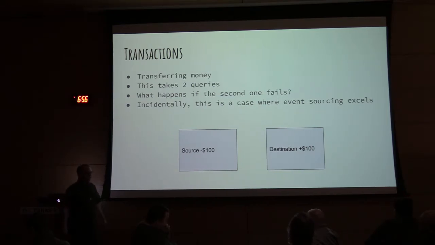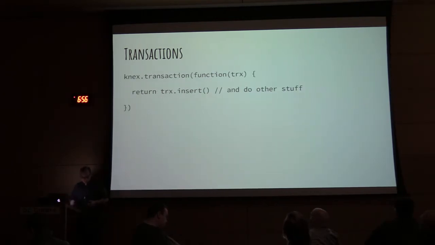$100 have just disappeared from the system because they were removed here and never updated here. So Knex has support for that. It looks a little bit like this.